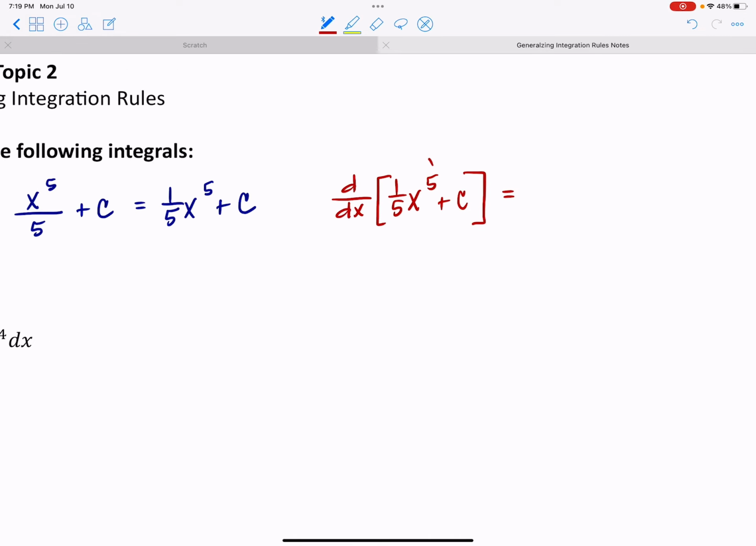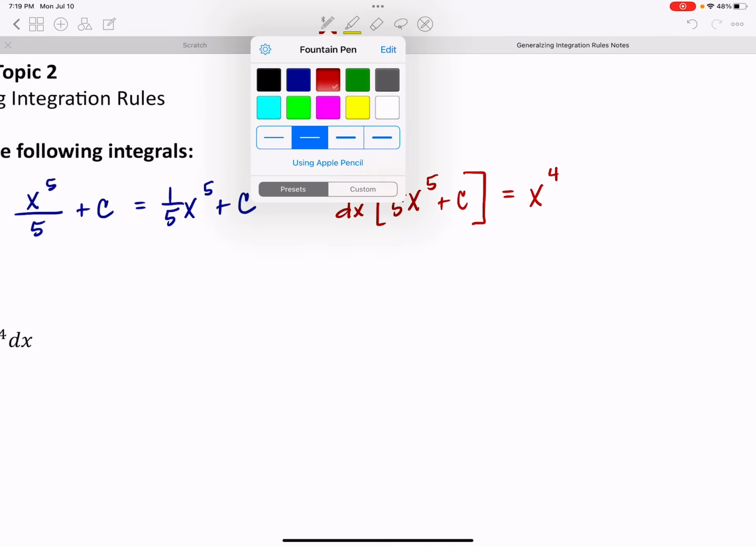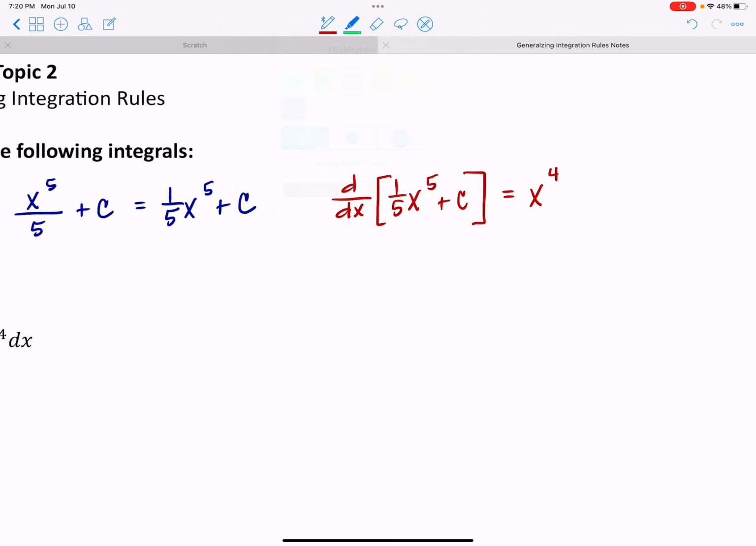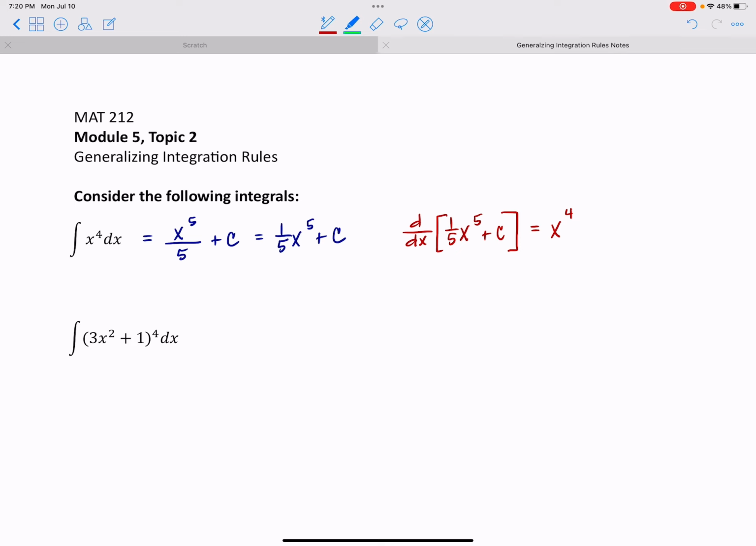So if I multiply here, 1/5 times 5 is going to be 1, so 1x to the 5 minus 1 would be 4, and then the derivative of the constant just becomes a 0. So again, we're in good shape. If I took the derivative of my antiderivative, I get the integrand, so we're good.